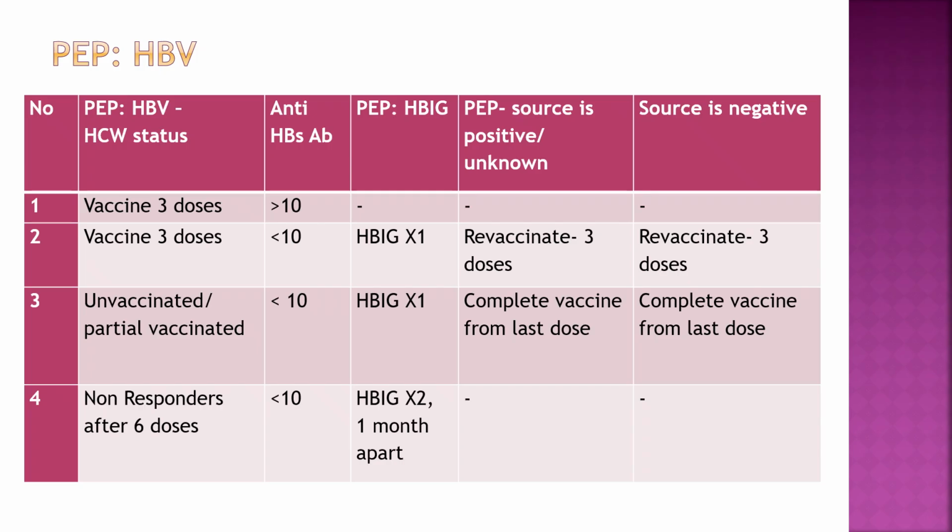In unvaccinated, HBsAg positive but titer is negative, then immunoglobulin 1 dose and complete vaccine schedule, that is 0, 1, 6 months, to be taken. If the test is negative, anti-HBs antibody negative, so no need of immunoglobulin but complete vaccine, that is 0, 1, 6 months, to be taken.